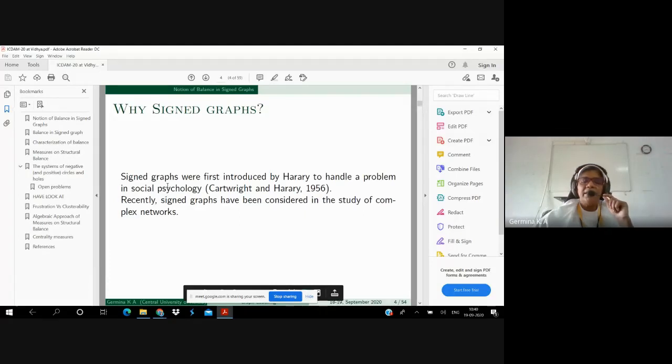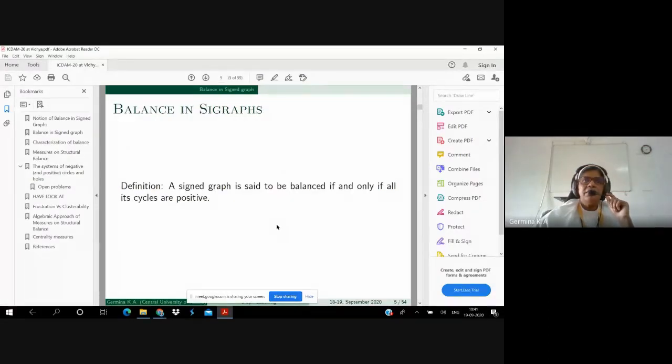Why should we study these signed graphs? That raises the second question. These signed graphs were introduced by Harary to handle problems in social psychology. Recently, signed graphs have been considered in the study of many complex networks. So it is very worthy to study signed networks because of their applications. The first thing that comes to our mind regarding a signed network is balance, to decide whether the given network is balanced or not. So let us look at some characterizations of balance.